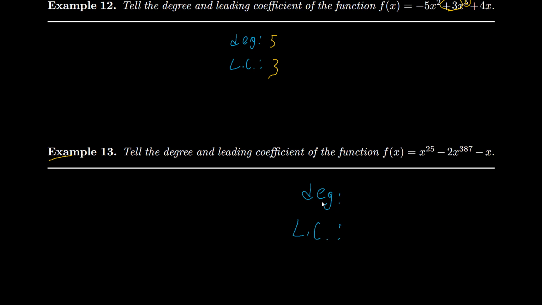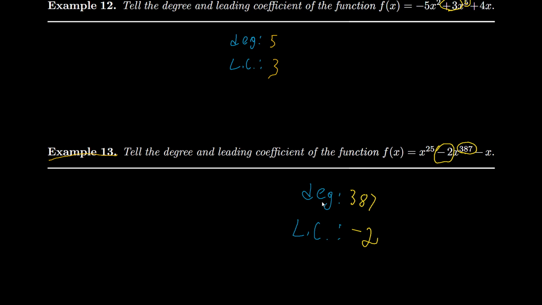But first, let's look down here at this example and tell the degree and leading coefficient of the function f of x is x to the 25th minus 2x to the 387th minus x. You might be like, 25 is a big number, so that must be the degree, right? No, it's not. 387 is the degree, because that's the largest power. And then negative 2, you take the sign with it, is your leading coefficient.